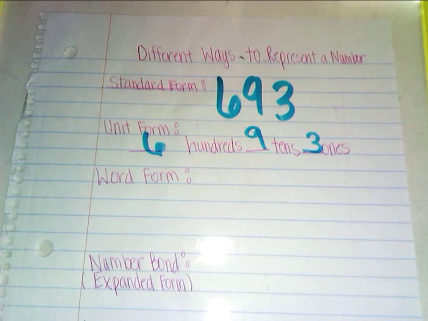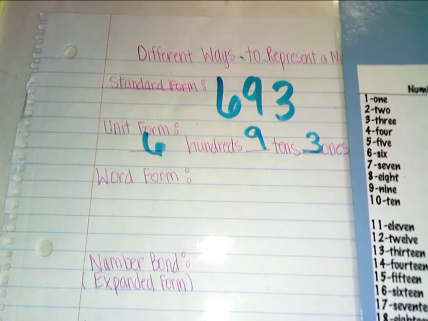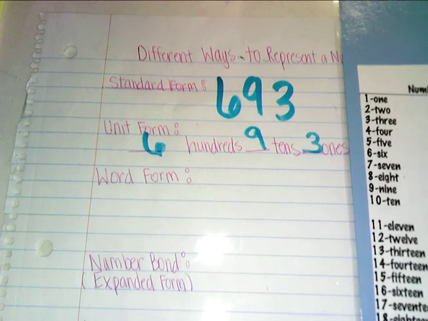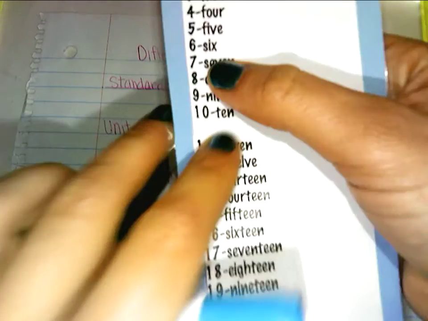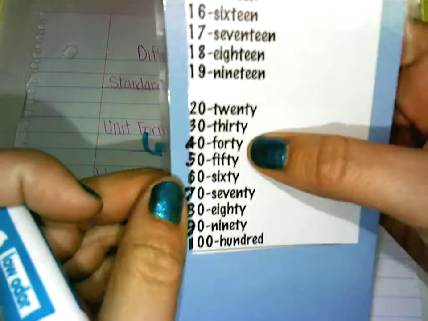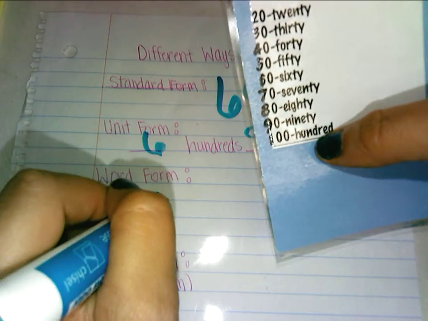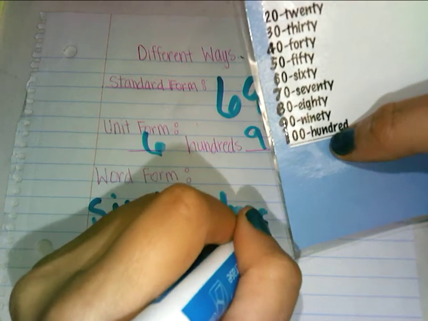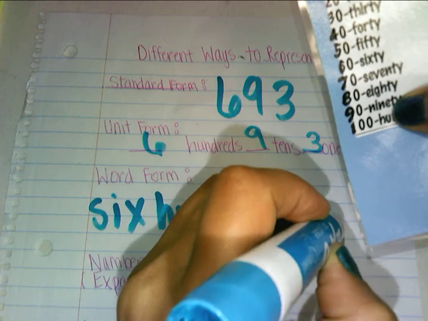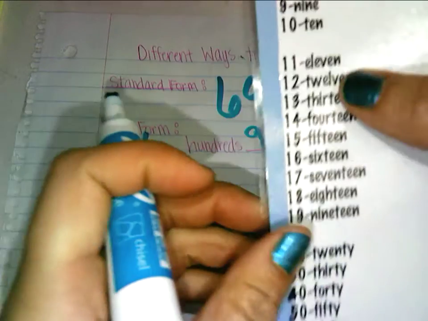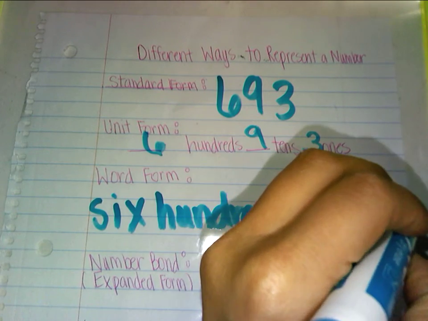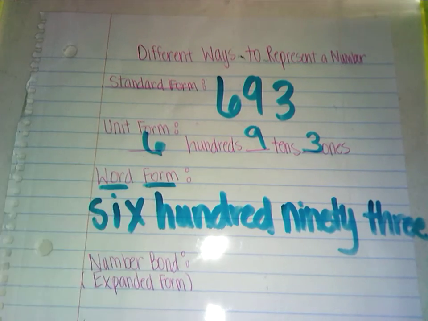You're just writing how many of each unit you have. Now let's use my number chart for the word form. So remember, I'm going to read it out loud. I should write the word 693. So I'm going to look for the word 6, and I see it right here. So I'm going to write it down. Then I have the word 100, which is down here. And then 90 right here. And then the word 3 right here. As you can see, it's all words for the word form. That's why it's called word form, because it's all words.